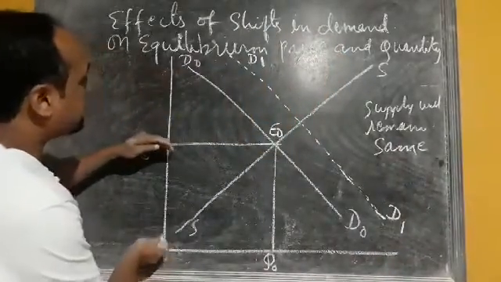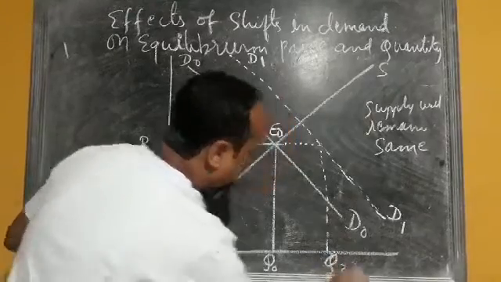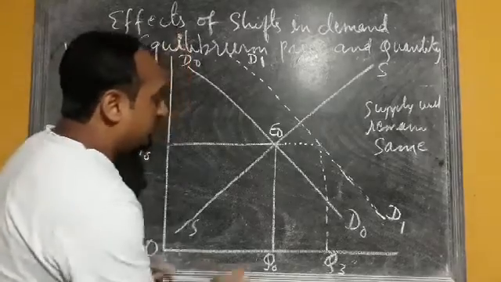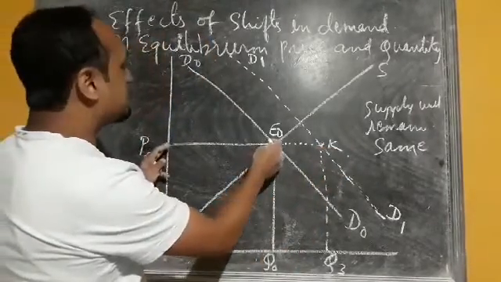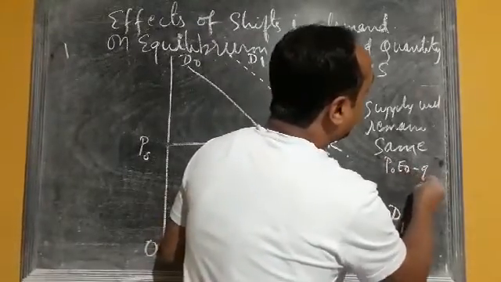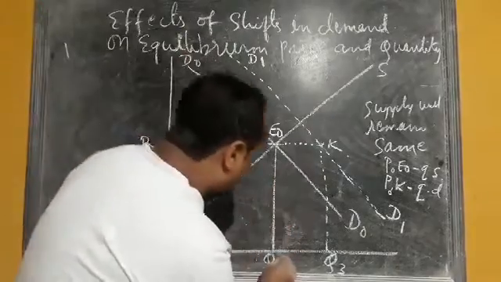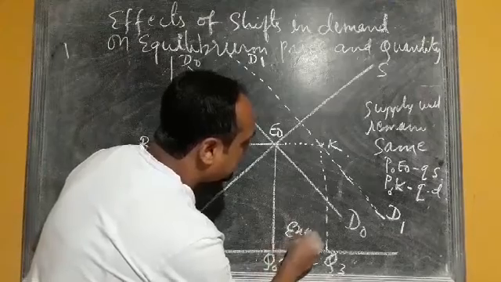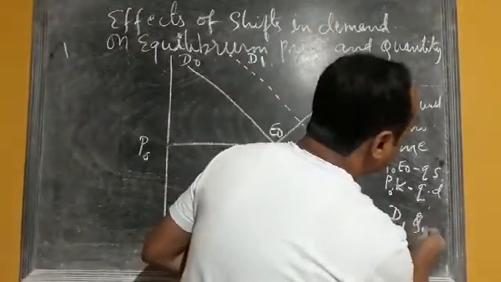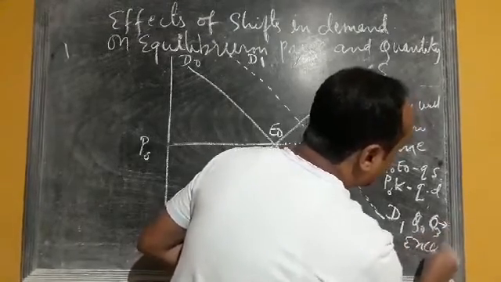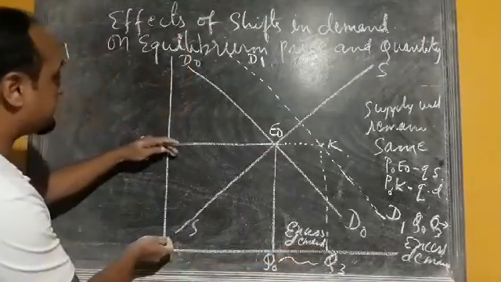Now if you see, at the initial price OP0, if you extend this line, let's consider this quantity as OQ3. So at the initial price, quantity demanded is P0K, but quantity supplied is only P0E0. So P0E0 is the quantity supplied and P0K is the quantity demanded. What situation is arising here? The situation of excess demand. By how much? Q0Q3 is the excess demand arising at the initial equilibrium price OP0.